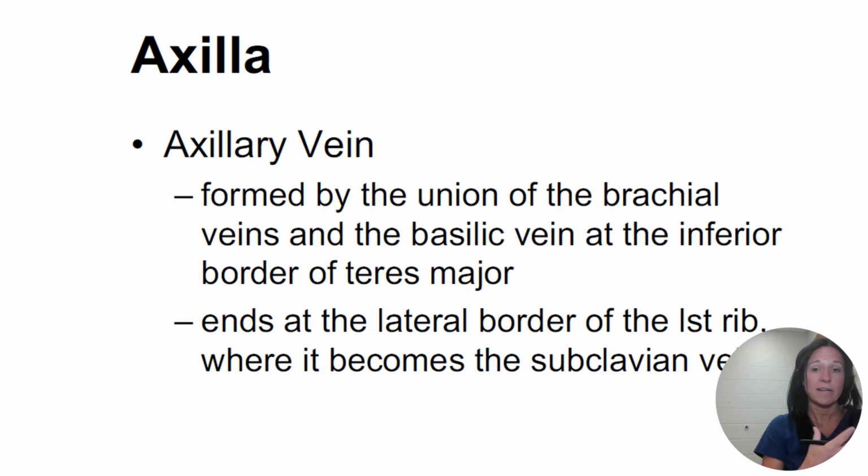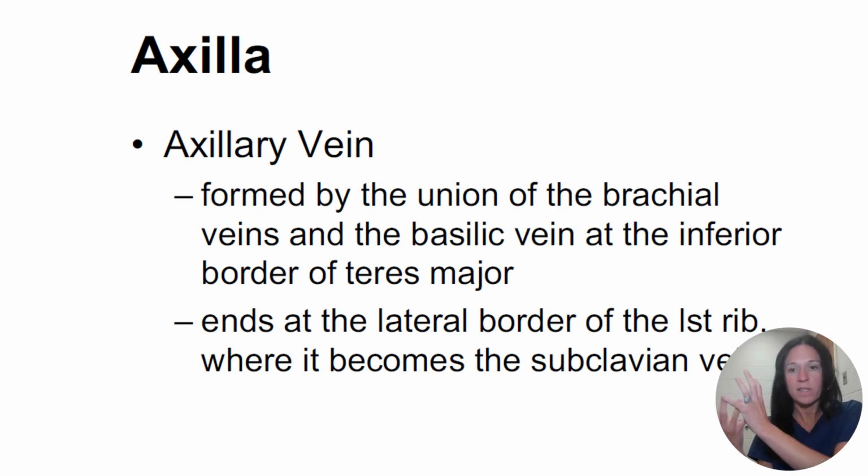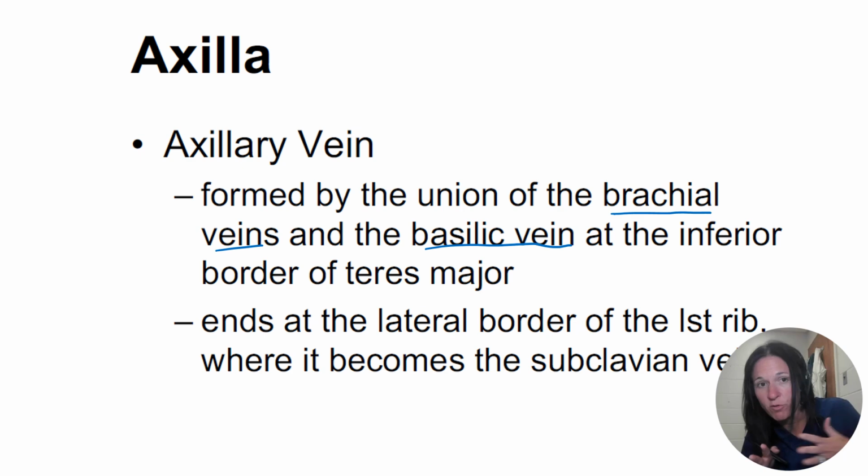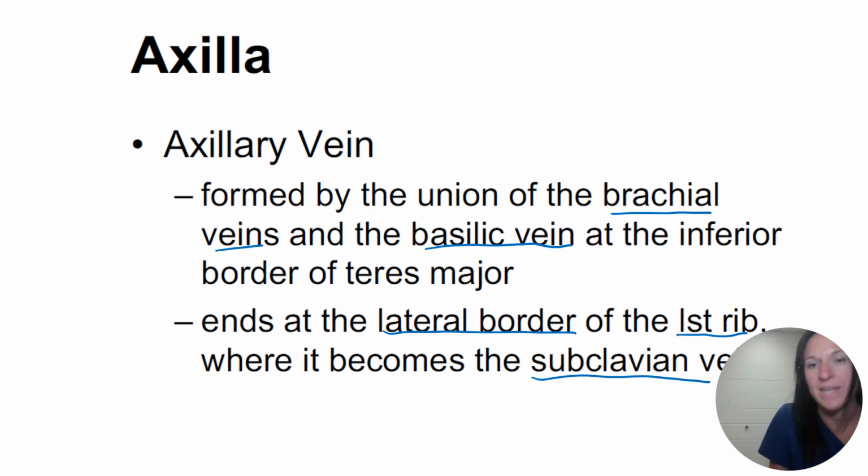Venous drainage in the axilla is going to be very similar. So we have the axillary vein, and we're just moving in the opposite direction because we're talking about deoxygenated blood moving back up towards the heart. So the axillary vein is formed by the union of the brachial veins and basilic vein at the inferior border of teres major. So now we're going to see the formation of the axillary vein, and it's going to remain the axillary vein until the lateral border of the first rib, where it will become the subclavian vein.